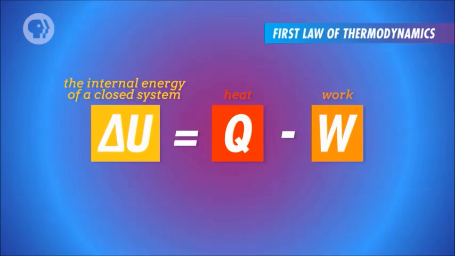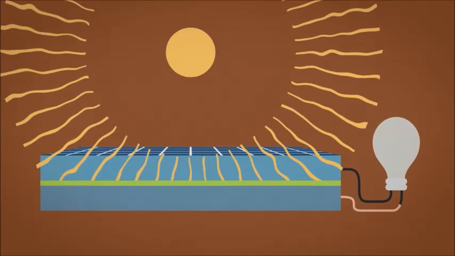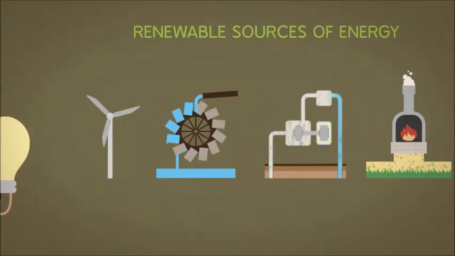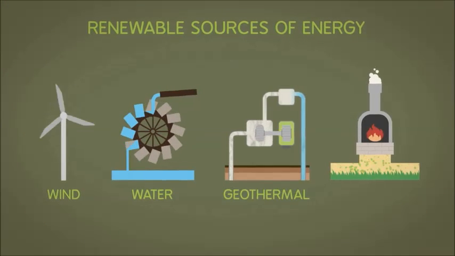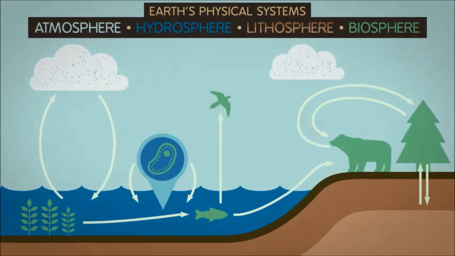The first law is the conservation of energy. It states that energy is neither created nor destroyed. No matter what transfers and transformations take place, no gain or loss in total energy occurs. Energy is simply transferred from one place to another.